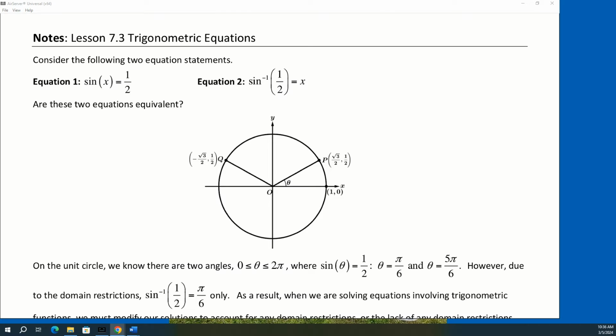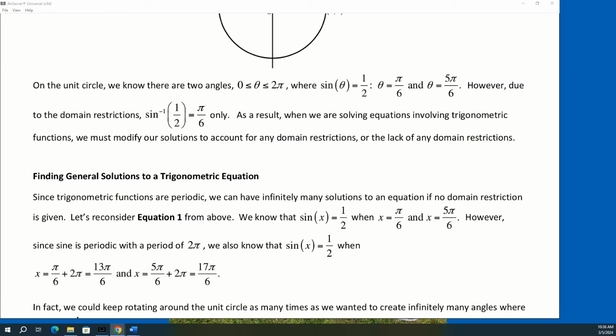It couldn't be the one in quadrant 2 for the inverse sine. So there's two different things. It's kind of the same idea, but whenever you see this notation, the inverse or the arc sine or arc cosine or tangent, that is restricted to certain angles. This one is telling you to find all of the angles.